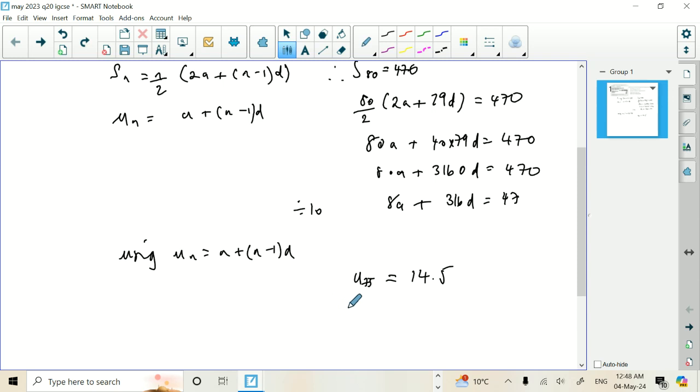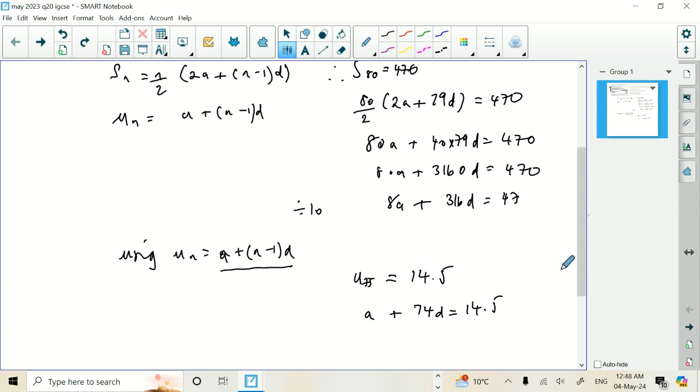So that will give me a plus 75 minus 1, which is 74, d is equal to 14.5. So using a plus (n minus 1)d, that is the letter A, and we have our two equations.